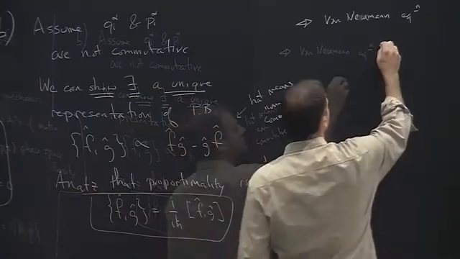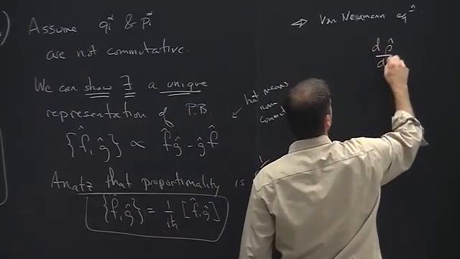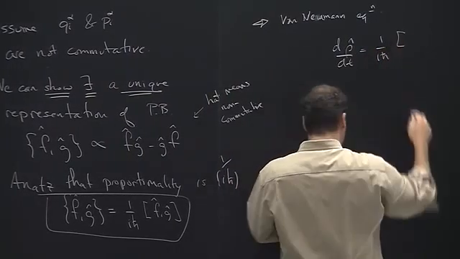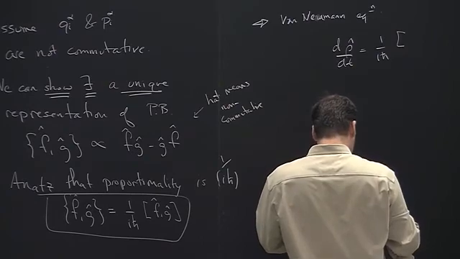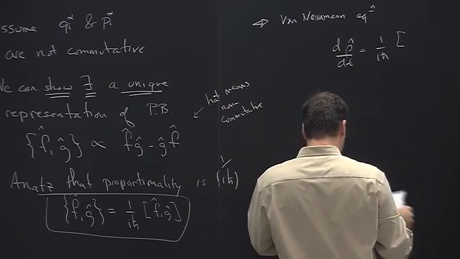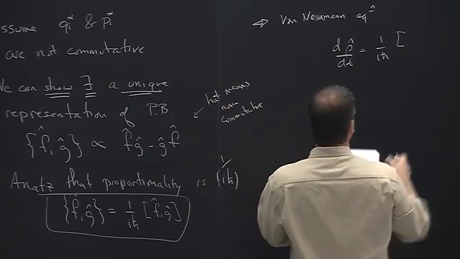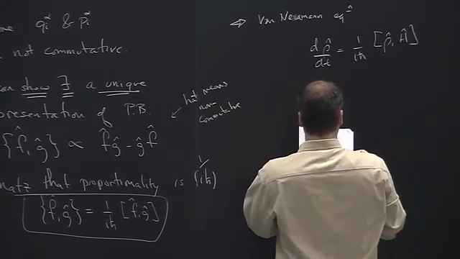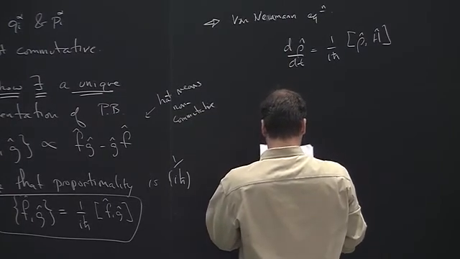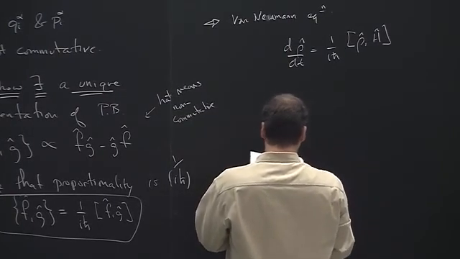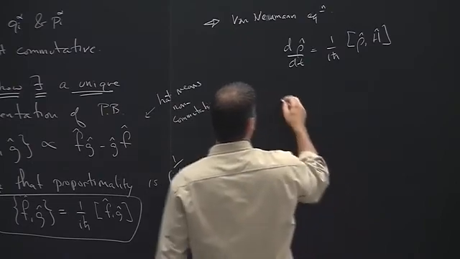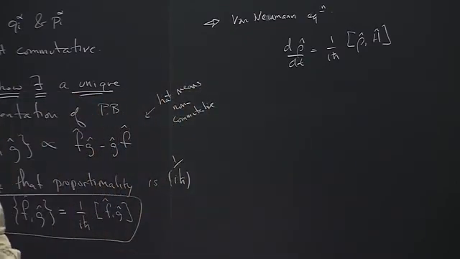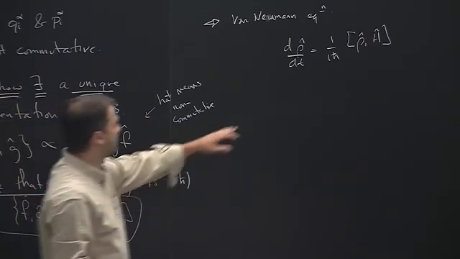And then we get the von Neumann equation, which is that d rho by dt is equal to 1 over i h bar times the commutator of rho with H, and we identify rho as the state. Rho started out as some polynomial and ended up satisfying this rule.